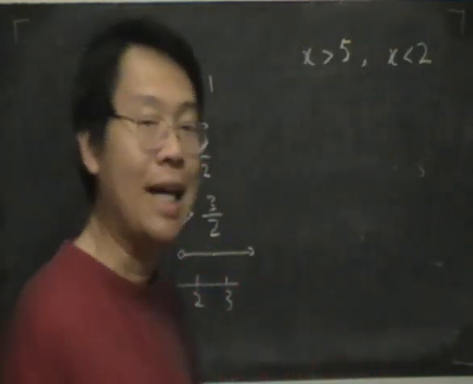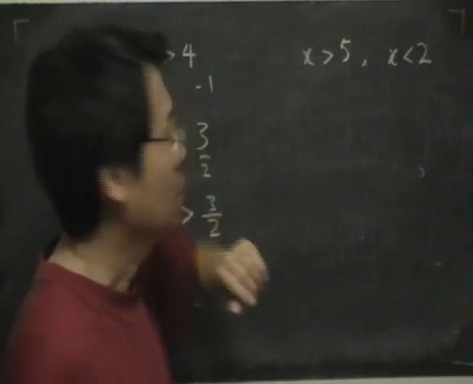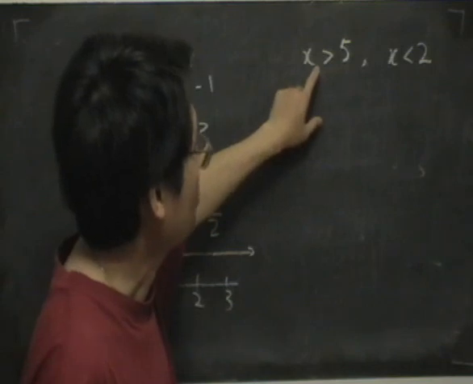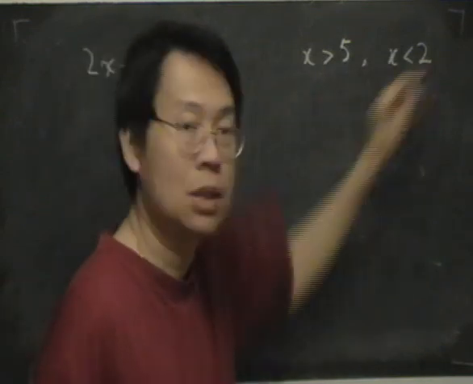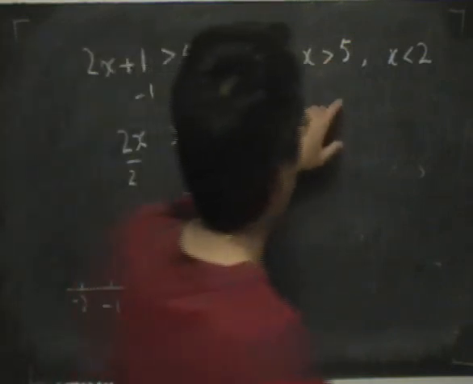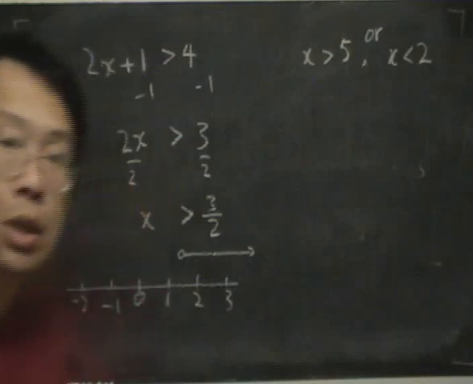Actually, x cannot be true at the same time. We just want to find the possible values of x that would satisfy either one inequality or the other. So x is greater than 5 or x is less than 2.